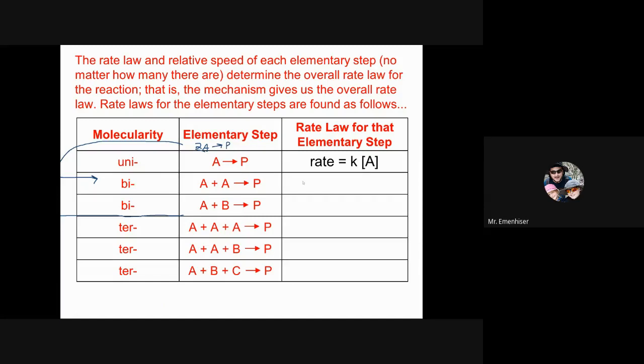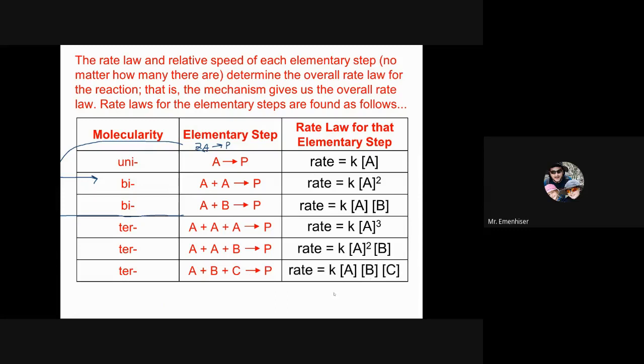Only one reactant. Okay, if you have 2 of them and it's bimolecular, then it'll be A squared because you got 2 of them. All right, if it's bimolecular but it's A plus B, then it'll be A times B. Multiply their concentrations. If it's termolecular, A times A times A, it'll be A to the third, A times B, A squared times B, and then A times B times C for that one.